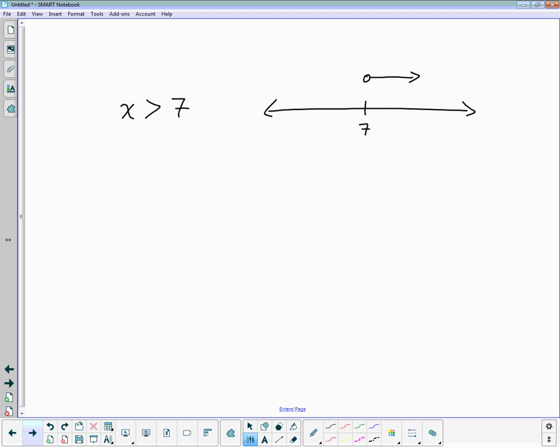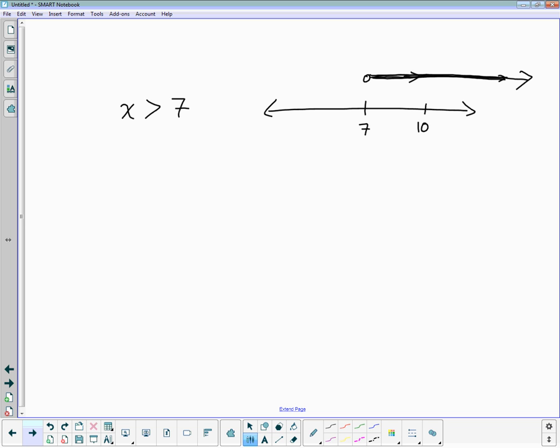Because what we're saying is that things that are bigger than 7 are part of my answer. Like, for example, if x was 10, is 10 bigger than 7? Yes. So that means that's a true statement. That's valid. I could plug it in and not be lying. And if you'll notice, 10 would be here, and this arrow goes on forever. So all of these numbers going on and on forever, if I were to plug any of them in, I would get a true statement. If I plugged in 1,000,000 for x, it would still be true.